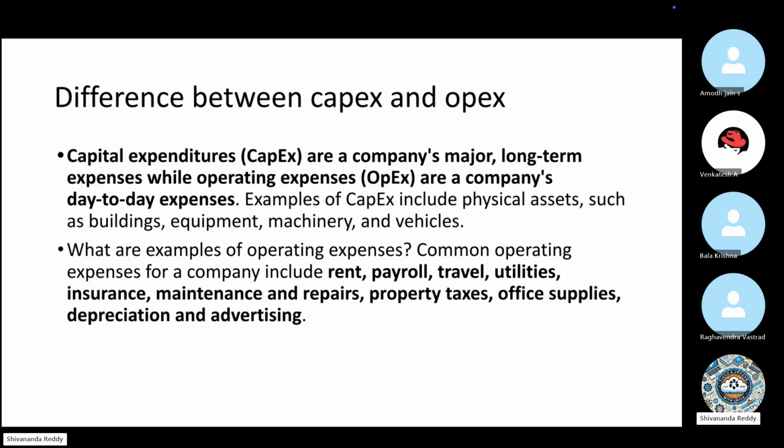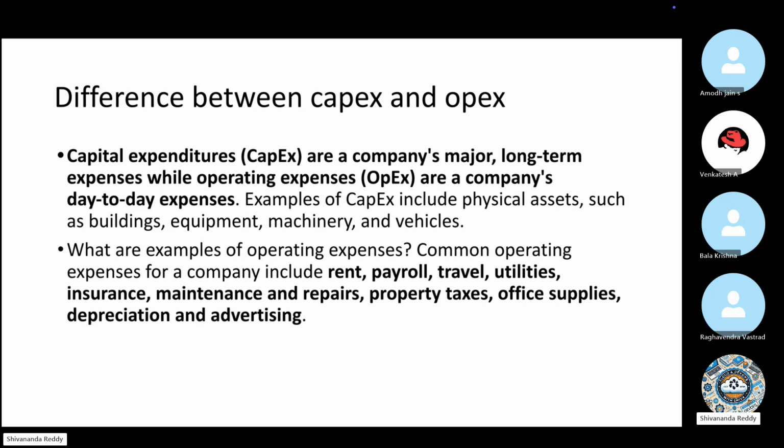Clear? What are the examples of operating expenses? Common operating expenses for a company include rent, payroll, nothing but salary, travel, utilities, insurance, maintenance and repairs, property taxes, office supplies, depreciation, and advertisement. This all comes under operational expenditure only. Clear?